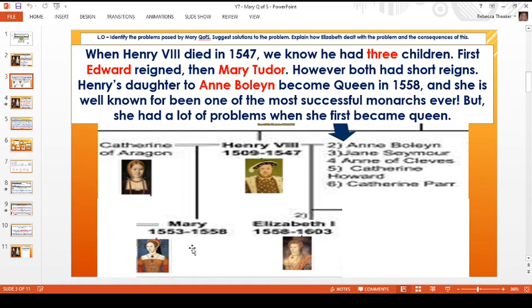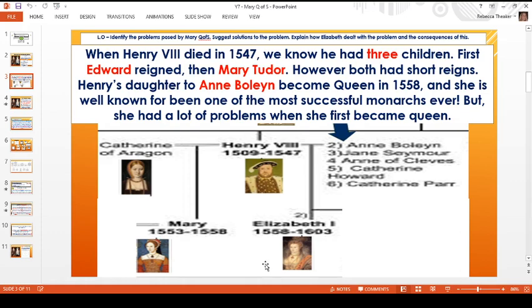So when Mary died, Elizabeth, Henry's third child, inherited the throne. So she became queen in 1558, and she's well known as being one of the longest reigning monarchs and one of the most successful reigning monarchs.